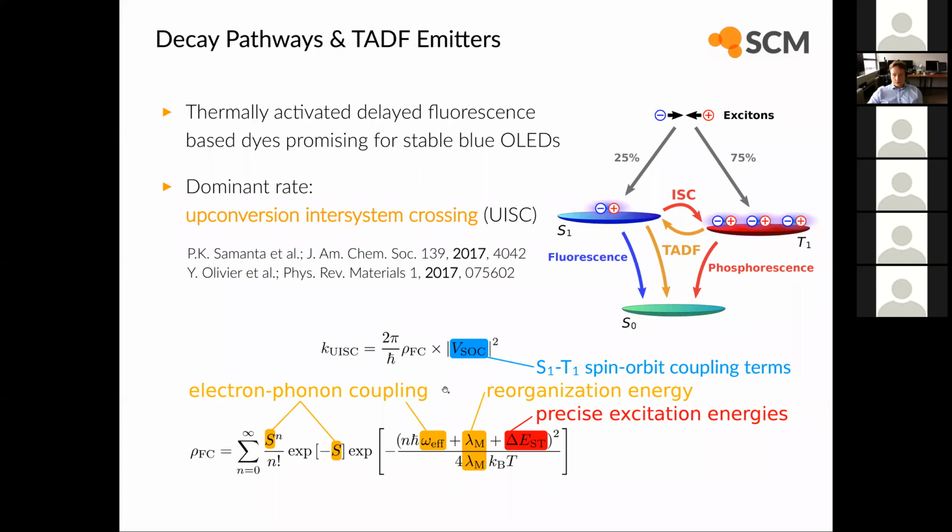There's also a tutorial how to do this in ADF. So there, again, a lot of different coupling terms matter here, say the spin-orbit coupling. And then one basically uses a modified Marcus model to describe this intersystem crossing rate. And then what also matters, obviously, is a precise description of the energy difference between these two excited states. That's here the red term.